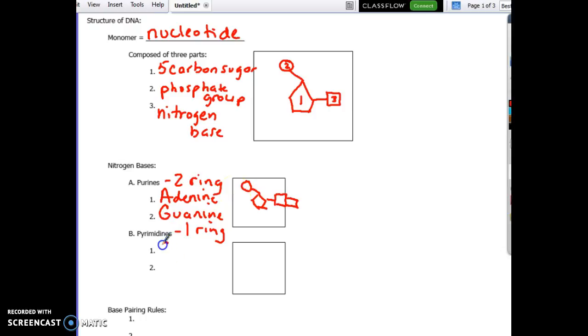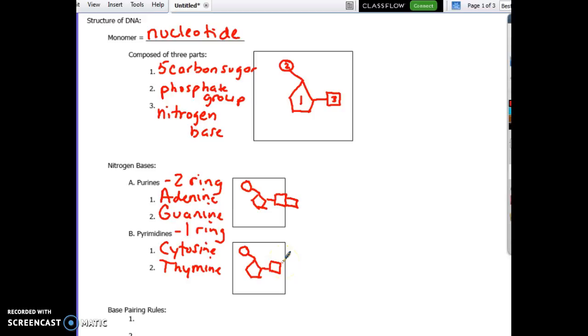Whereas the pyrimidines are cytosine and thymine, and there's your central sugar right there. The phosphate group is the same, but now there's only 1 ring for the nitrogen base. So two of the 3 parts are identical. The only difference is the nitrogen base, whether it's 2 rings or 1 ring.